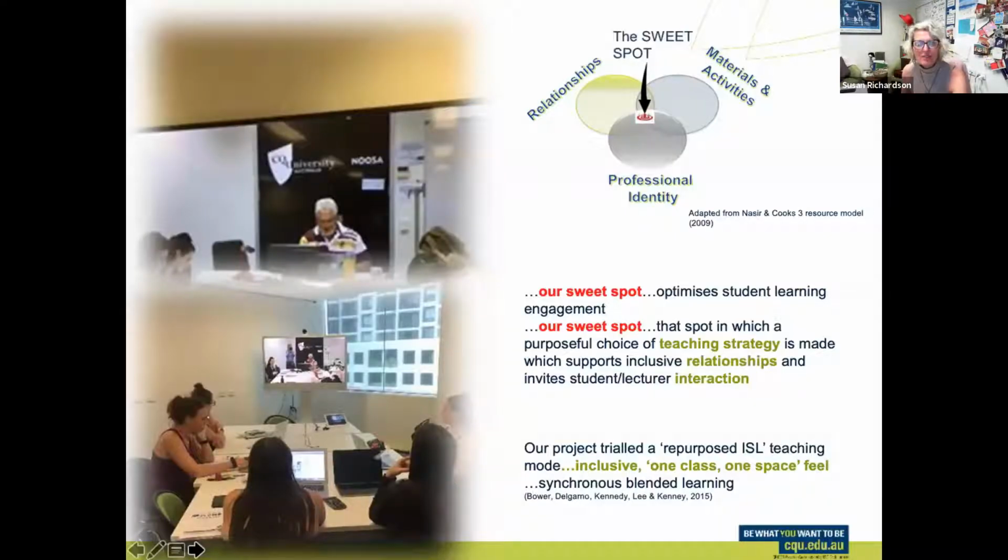So at CQ University, we use ISL, which is the Interactive System-Wide Learning platform, to teach classes across multiple campuses. And traditionally, when lecturers are using ISL, from what we've seen, they use a stand and deliver approach. So a didactic approach, which is very efficient in delivering content, but less efficient in engaging students in rigorous, interactive, collaborative learning experiences. So through 2018 and 2019, and working with first and second year Bachelor of Education students on both the Cairns and Noosa campuses, we trialled a repurposed ISL teaching delivery style that aimed to emulate the benefits of the face-to-face learning and teaching experience.